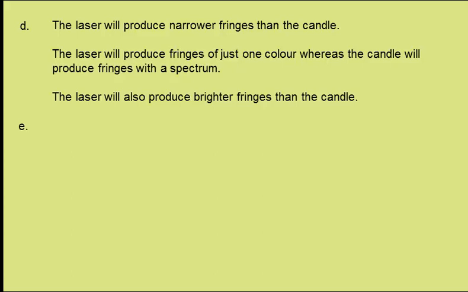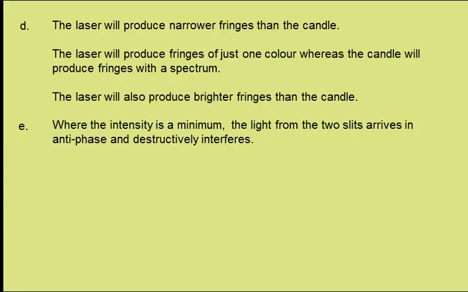In E, we need to explain how the wave theory of light accounts for the areas on the screen where the intensity is a minimum. Well, where the intensity is a minimum, the light from the two slits arrives in antiphase and destructively interferes.